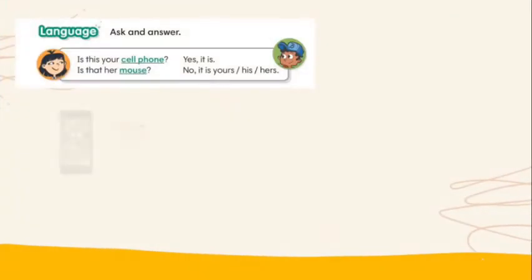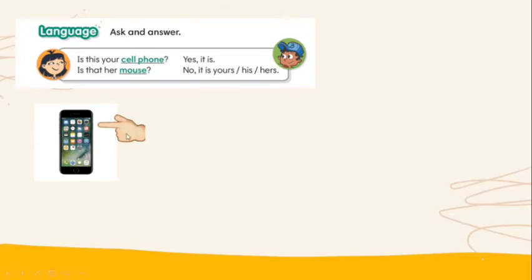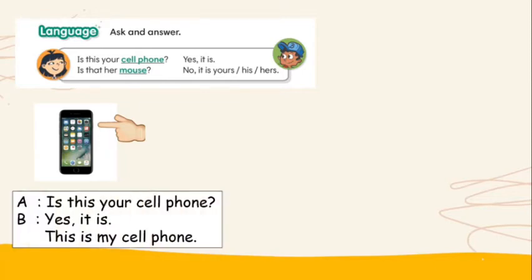Number 5, keyboard. Number 6, mouse. Can you see the picture? See the position of the finger. It's close to the object. If I ask you, is this your cell phone? If it is yes, you can answer, yes, it is. This is my cell phone.